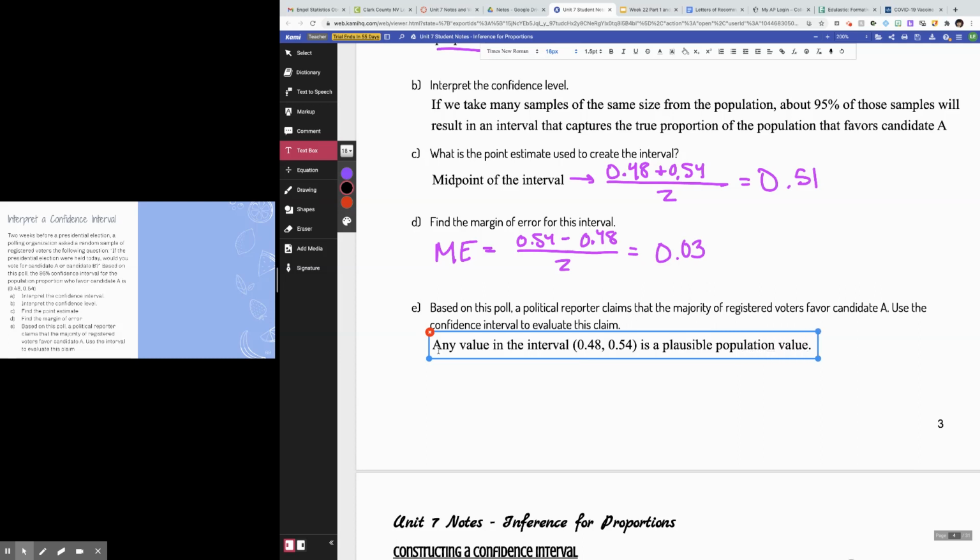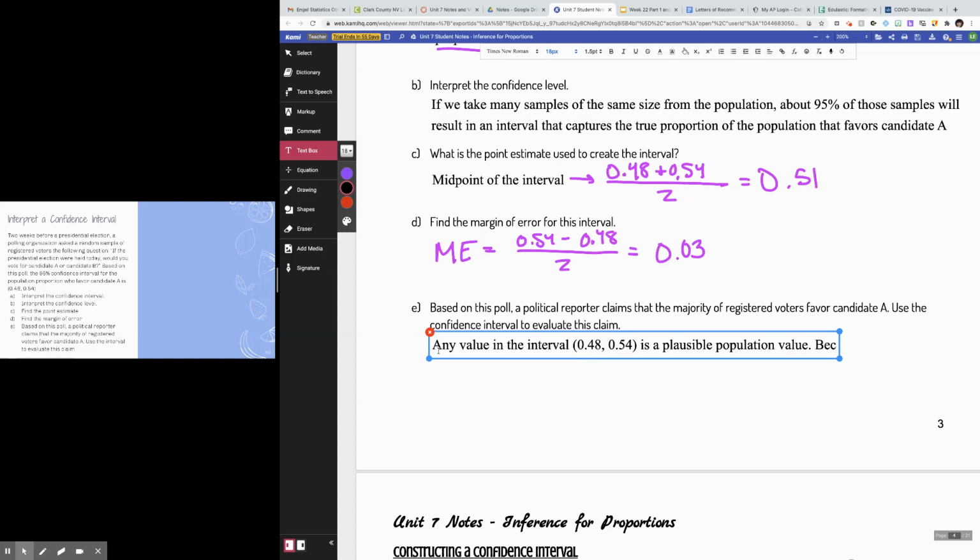Okay, so in this case, the true value could be like 0.49 of people that favor candidate A, but it could be up to 0.54, right? So it's possible that the majority of registered voters favor candidate A, but it's not certain, because there are values in our confidence interval that don't support that claim, like 0.48, 0.49, 0.5, and any number in between those. So that's essentially what you want to write here.